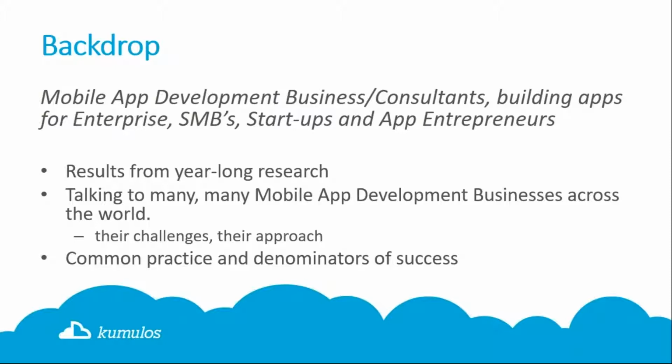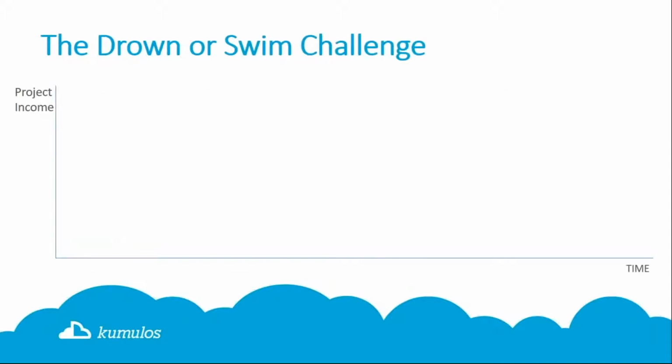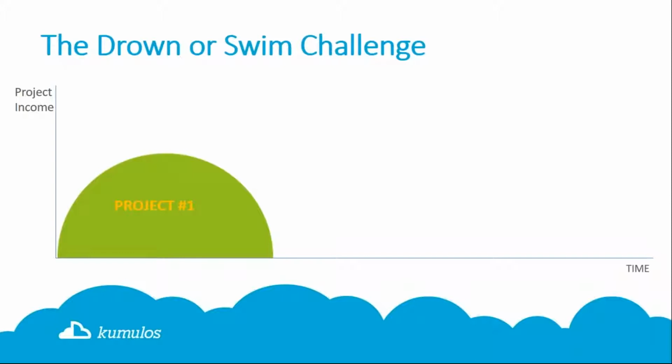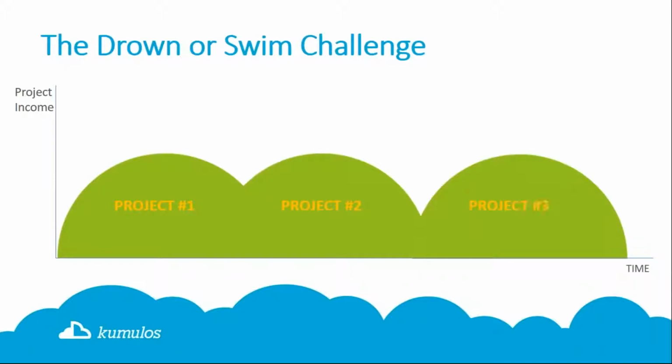So, a very quick spin through some of the things I talked on the last webinar. The drown and swim challenge. The problem with a lot of mobile app development businesses is that they rely almost exclusively on project revenue, which is lumpy, it's unpredictable, and you can almost guarantee that projects don't fall nicely and neatly in sequence, even as neat as I have here, which then means that you start behaving in suboptimal ways, chasing projects that you wouldn't normally chase, and ultimately potentially delivering projects for customers that don't make any money and maybe even lose you money.